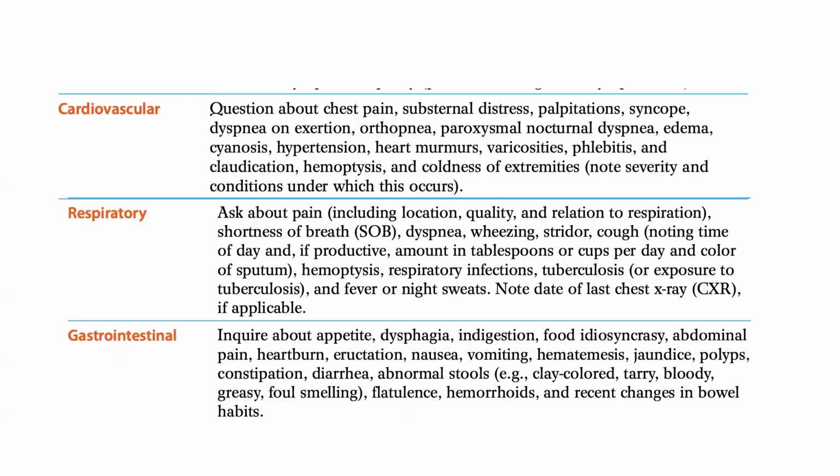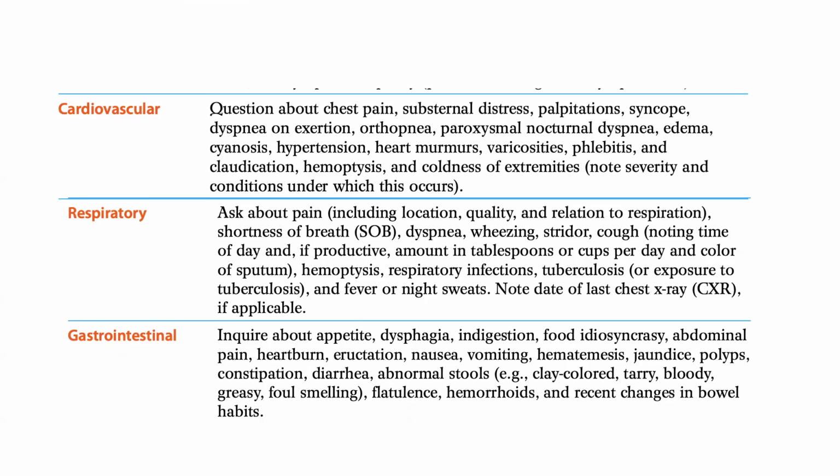Cardiovascular. Question about chest pain, substernal distress, palpitations, syncope, dyspnea on exertion, orthopnea, paroxysmal nocturnal dyspnea, edema, cyanosis, hypertension, heart murmurs, varicosities, phlebitis, and claudication, hemoptysis, and coldness of extremities. Note severity and conditions under which this occurs.